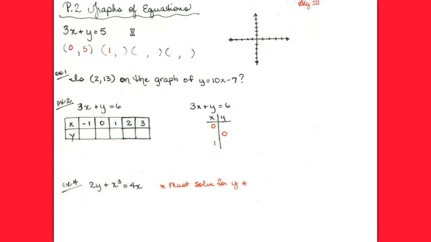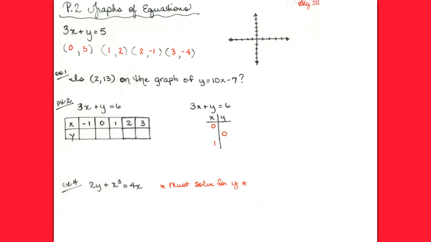How about if I plug in 1? 2. How about if I plug in 2? How about if I plug in 3? All right, so all of those 4 points are going to be solution points. We could be here all day long because there's an infinite number of these, right?